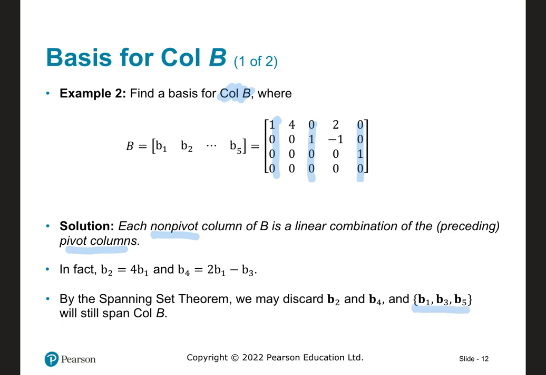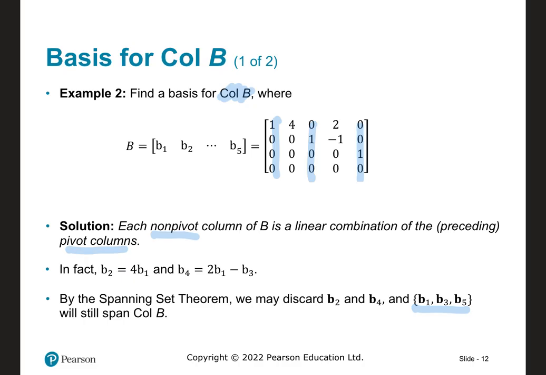B1, B3, B5 is also linearly independent. So this set of B1, B3, B5 will be one basis for the column space of B. But there may be some other bases. Okay? I'm not saying this is the only basis you have. There are many other different bases.